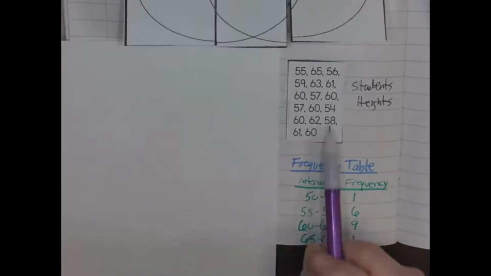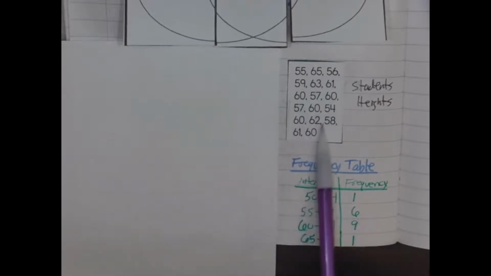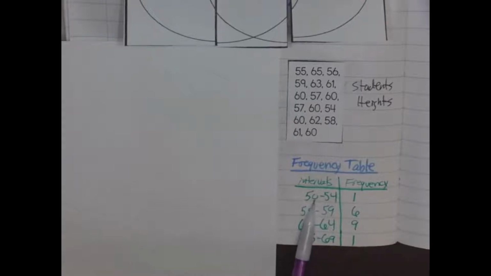Basically, anyone that is between 50 to 54 inches tall, I'm going to count here. And then I'm going to go up by another 5. So that includes 50, 51, 52, 53, 54. So that's 5 pieces of data that could fall anywhere in 50 to 54. And then I did 55 through 59. So 55, 56, 57, 58, 59 inches.